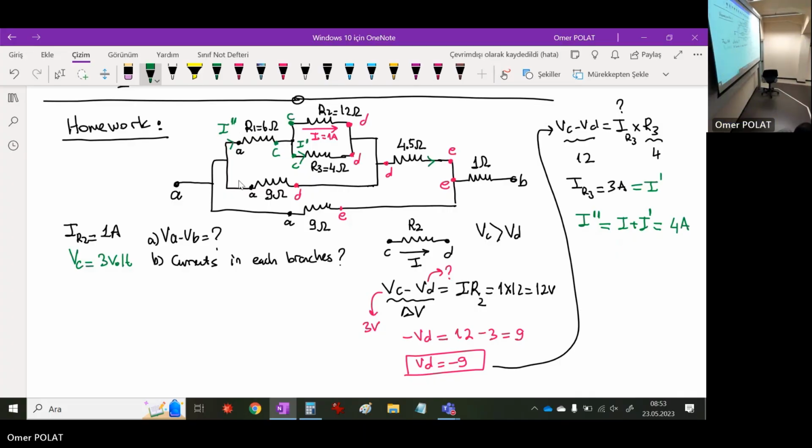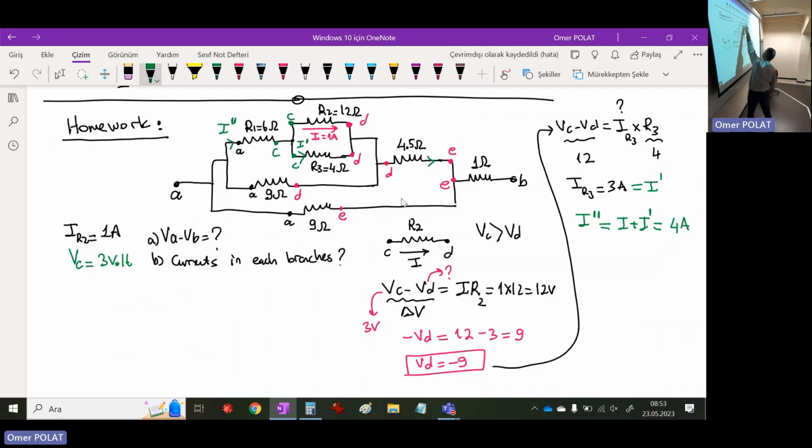This one, I double prime. This is another current here. So we should first find what is the current on the 9 ohm. Current on 9 ohm is another question. Now, I understand I double prime is 4 ampere. Now, I can calculate the potential difference between point A and point E.